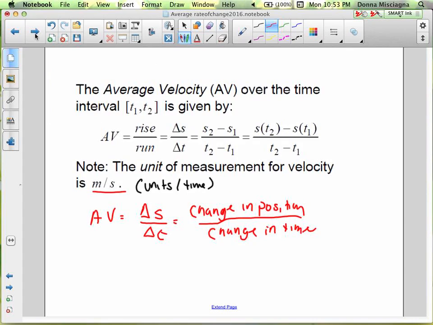Continuing on. So average velocity over the time interval t1, t2 is just the slope of the secant line. S stands for position, so it's the change in position divided by the change in time. The unit of measurement for velocity is meters per second, unless it's some other unit of time, but it's always going to be a unit of distance divided by time.